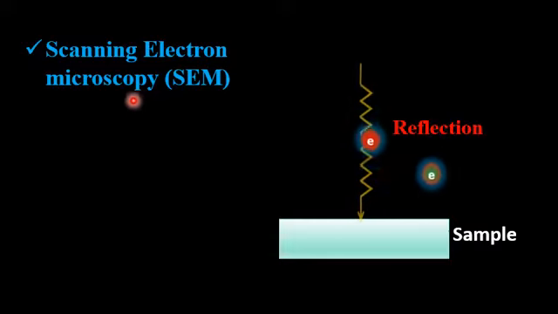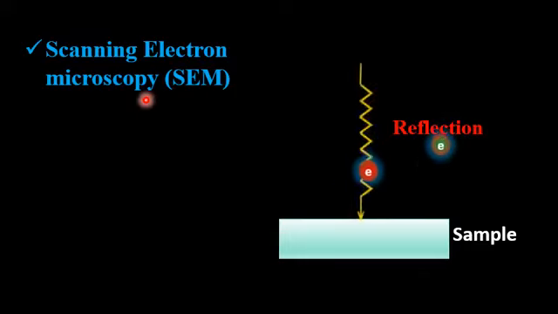Student, please note that usually scanning electron microscopy has a resolution of around 2 nanometers, and you can analyze features on the sample even smaller than that, but it depends on the SEM or scanning electron microscope which you are using in a lab.